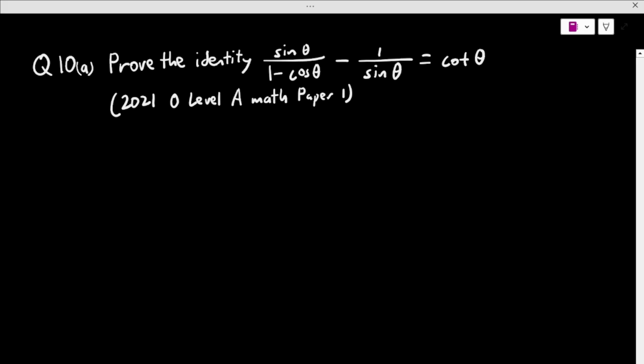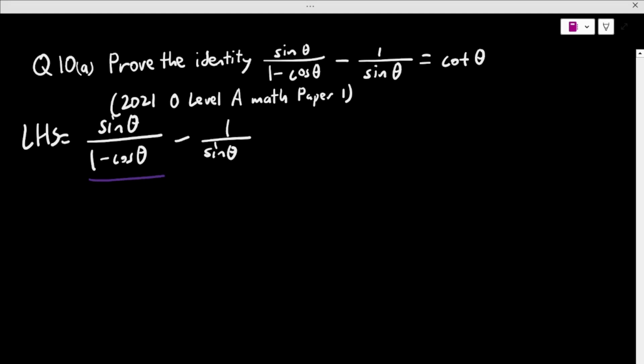First things first, let's figure out which side to work from, the left-hand side or the right-hand side. Well, the left-hand side is a lot more complicated, so let's work from there towards the simpler right-hand side. So the left-hand side is sine of theta over 1 minus cosine theta, minus 1 over sine theta. Okay, so we probably want to combine these two fractions together because the right-hand side only has one term, which is cotangent of theta.